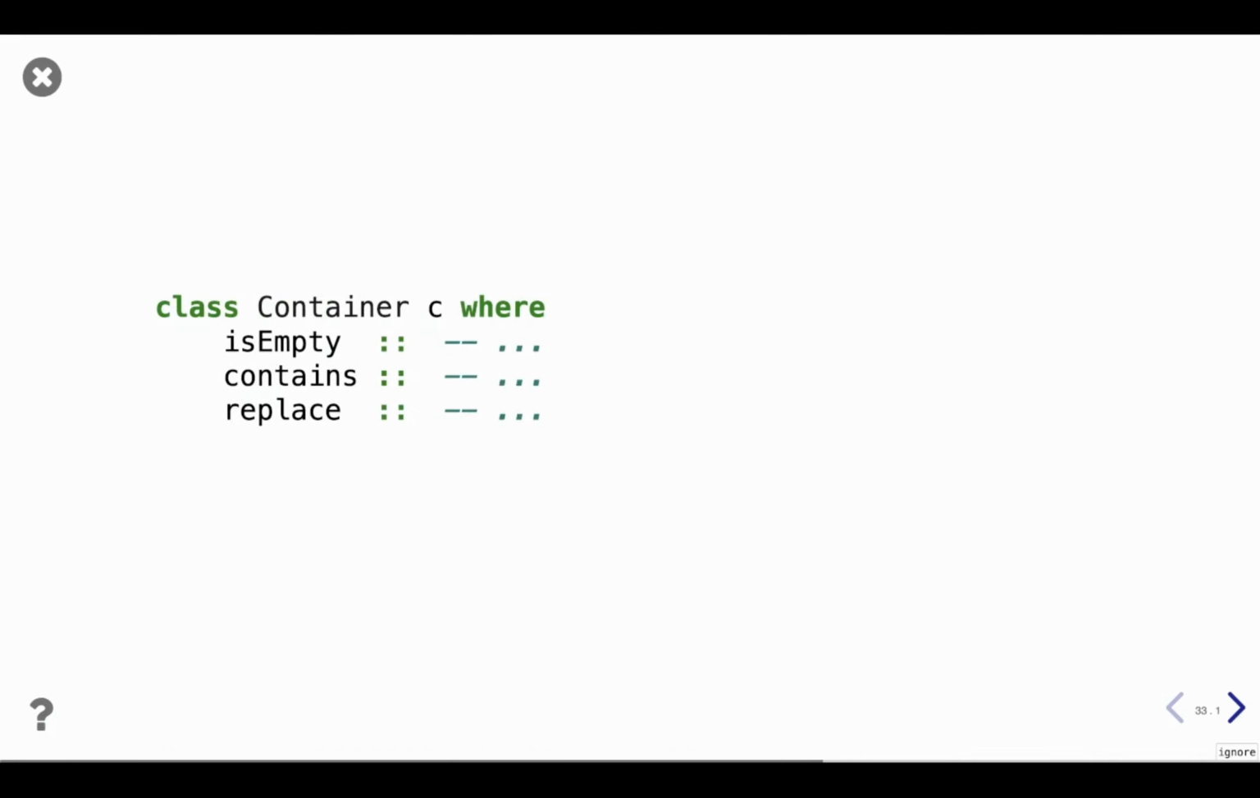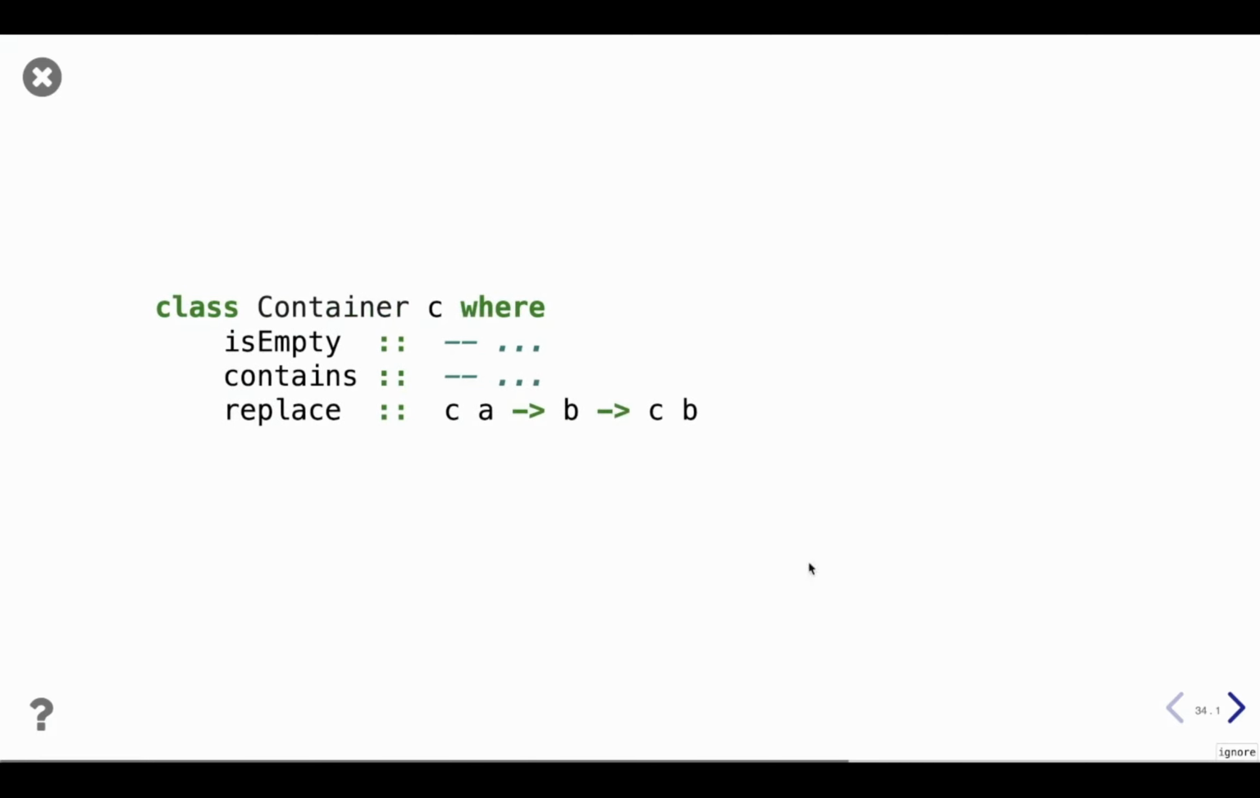This is our type class. The type class will be called Container because it provides behaviors related to containers. The type variable is called C because it's a container. Now, let's write down the type signatures. We will start with the replace function. So why not?